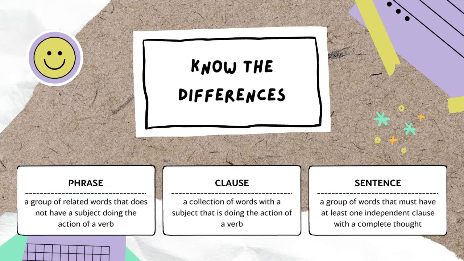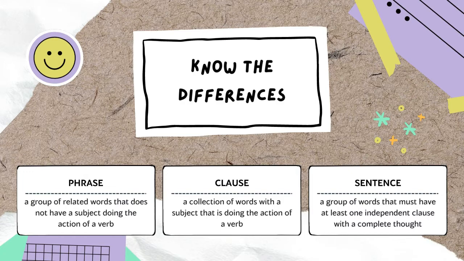A phrase is defined as a group of related words that does not have a subject doing the action of a verb. This also means that it is not a complete thought. It is a grammatical unit at a level between a word and a clause. The meaning of a phrase is often not obvious from the meaning of the individual words in it.